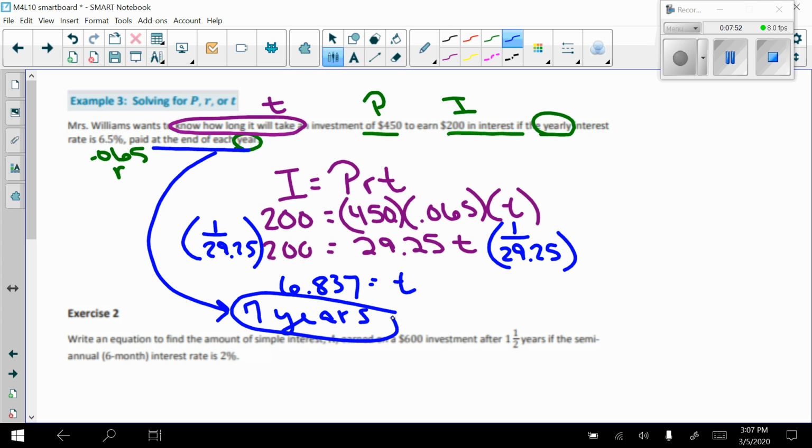Right, so mark up your text. Mark what's your I. Maybe it's an unknown. Mark up your P, your R, your T. Make sure that your rate and your time are compatible, that they're in the same unit of measure. They're both in months, they're both in years, and it is usually year. Write your equation, substitute what you know, solve your equation.